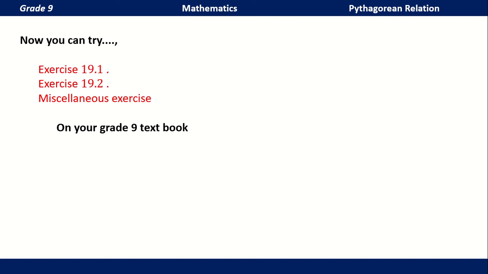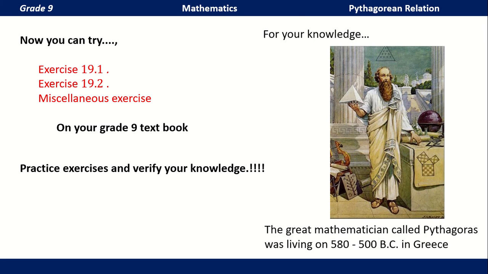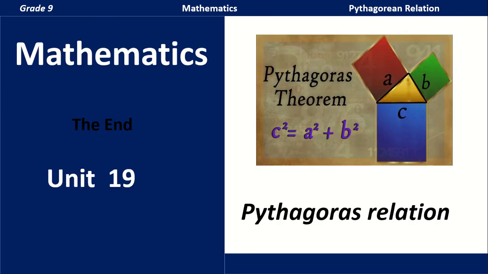Okay, now you can try exercise 19.1, exercise 19.2, and the miscellaneous exercises in your grade 9 textbook. Practice the exercises and verify your knowledge again and again. For your further knowledge, the great mathematician called Pythagoras was living from 540 to 500 BC in Greece. Just find out more information about him and expand your knowledge. So now, here is the end of the lesson, Pythagorean relation, in the grade 9 mathematics book.